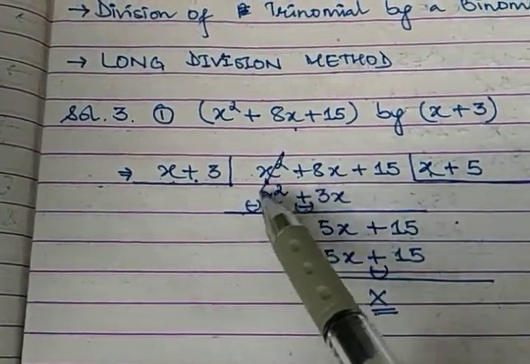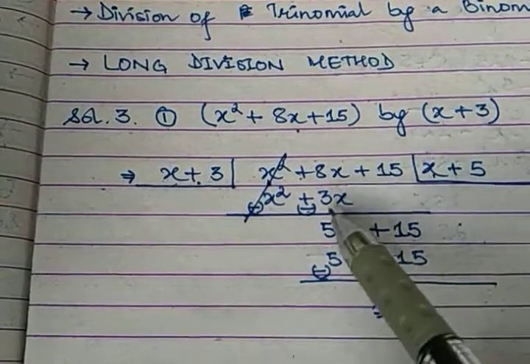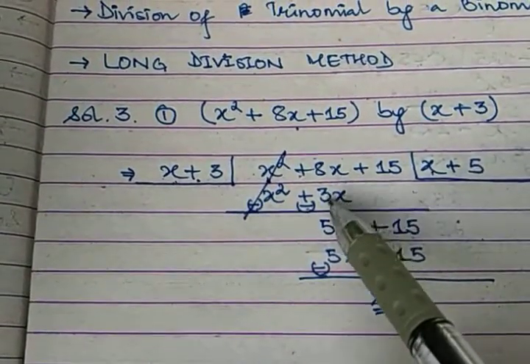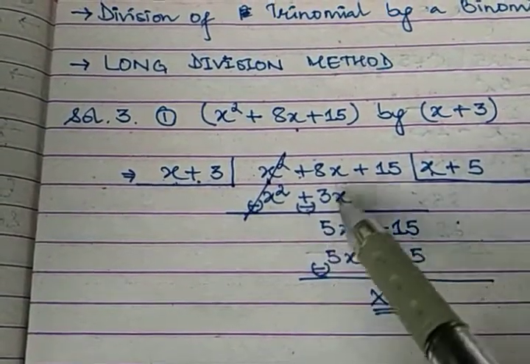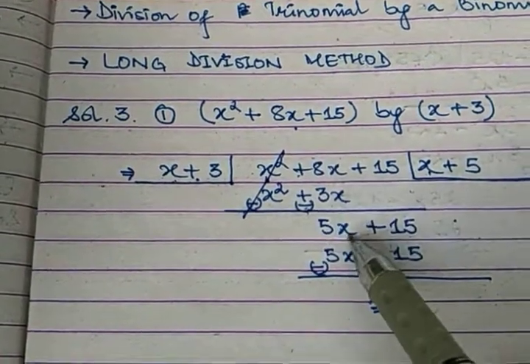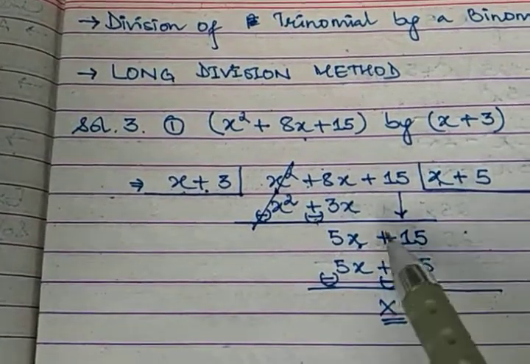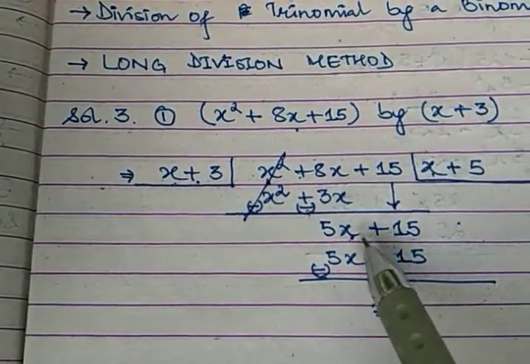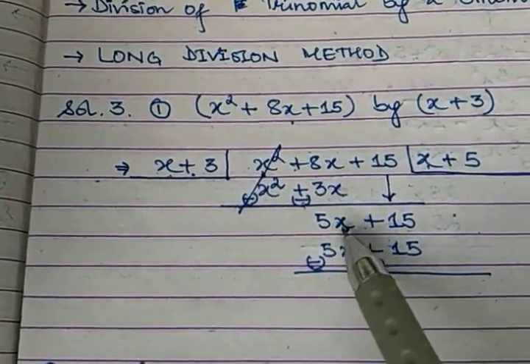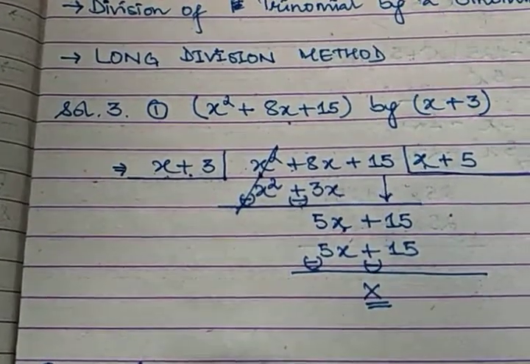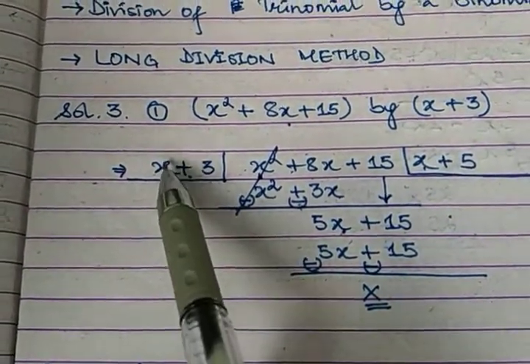So x square minus x square, these two will get cancelled. Now this one, 8x minus 3x, the new sign is minus, so 8x minus 3x is 5x now. This plus 15 will come down. Now what we have here is 5x plus 15. Now what do we have in the first term? You got 5x. Now again the same thing will happen.